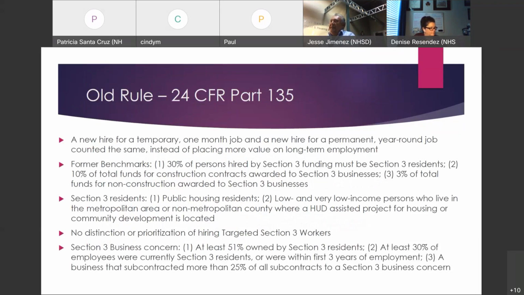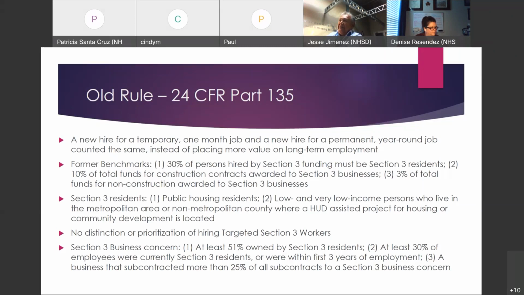So just a little glance back at the old rules. Number one, in the prior rule, a temporary hire and a full-time permanent hire were counted as the same. So that didn't place enough value on long-term employment. The former benchmarks were 30% of people hired by Section 3 funding must be Section 3 residents. 10% of the total funds for construction contracts had to be awarded to a Section 3 business. 3% of the total funds for non-construction awarded to Section 3 businesses.